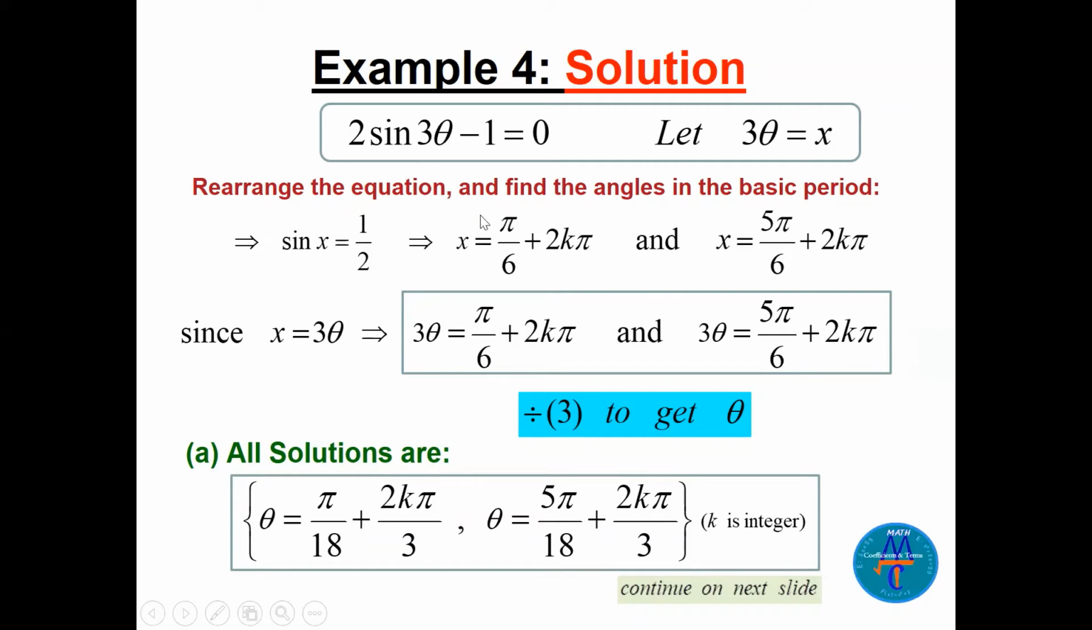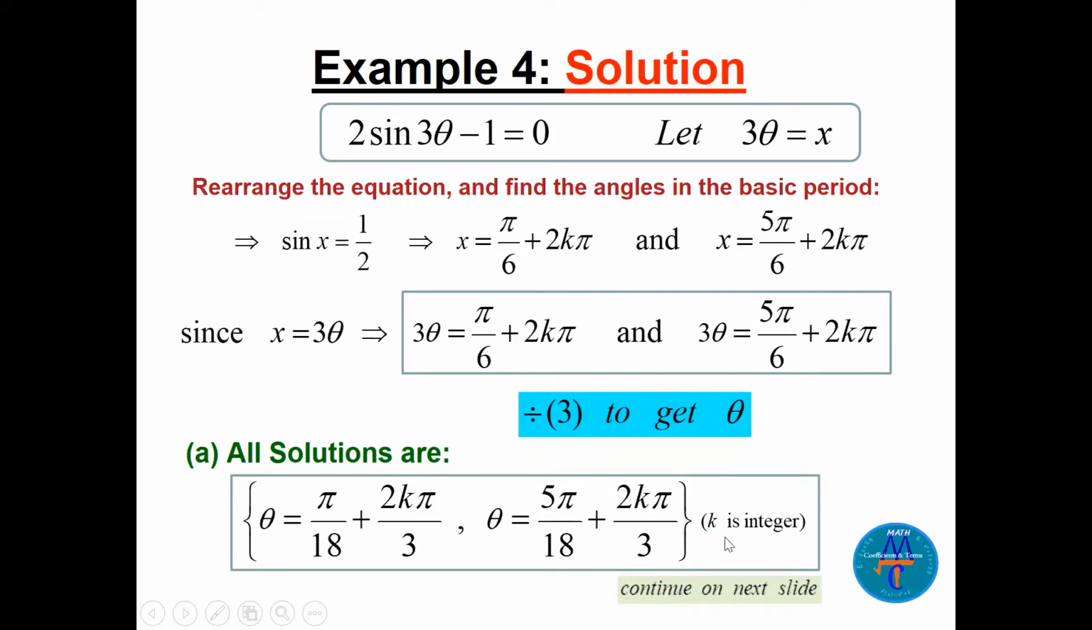Remember, each x is 3 theta. So I can replace this x here by 3 theta, the same expression there. Remember, we need theta, the given equation in example 4: find all the values of theta. So let's divide all the equations here by 3. It becomes theta equals pi over 18 plus 2k pi over 3, and 5 pi over 18 plus 2k pi over 3, where k is an integer. These are the general solutions of theta.